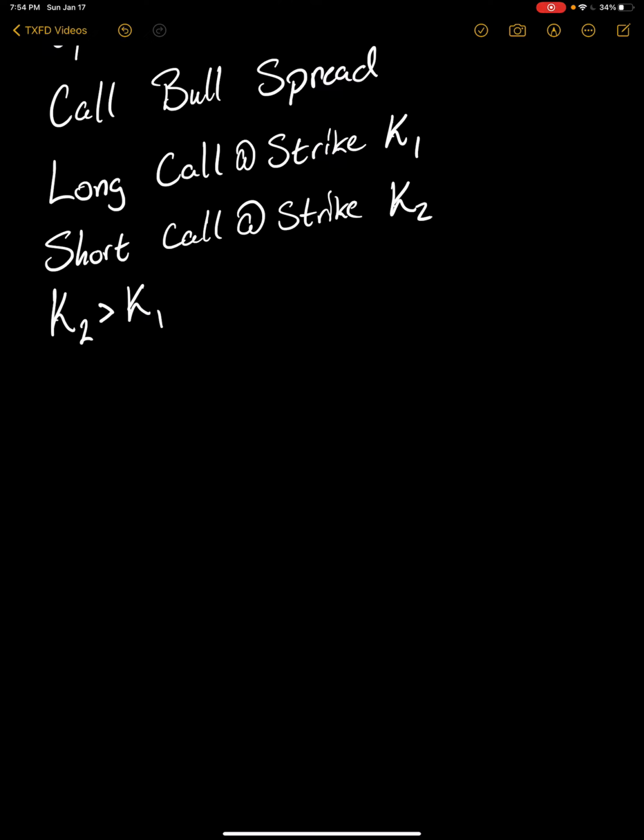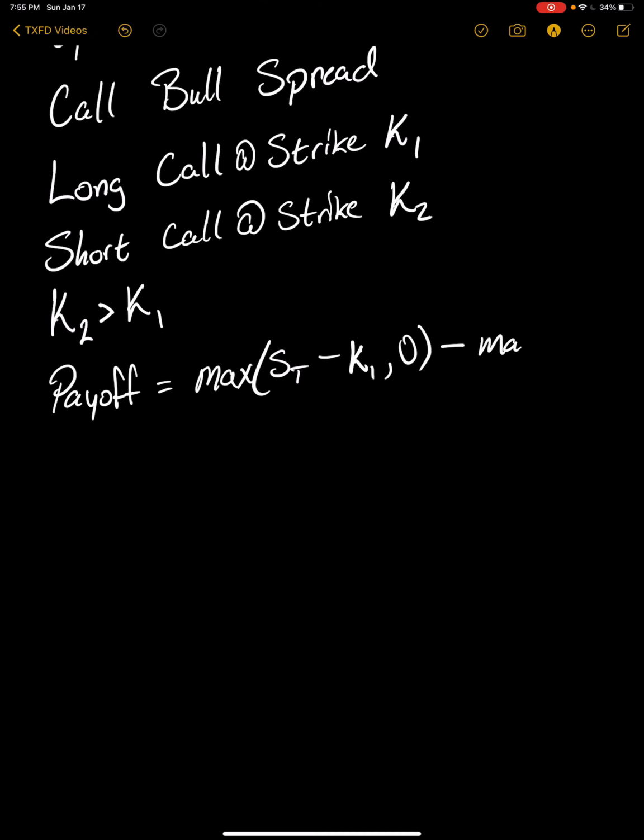The natural thing to do now is to talk about the payoffs. Well, we saw in the last video that the payoff of a call is the maximum of the stock minus the strike and 0. So we're going to get the maximum of the stock at time t minus K1 and 0. And we're going to give up, we've sold this other call, right? We're going to give up the maximum of the stock minus K2 and 0.